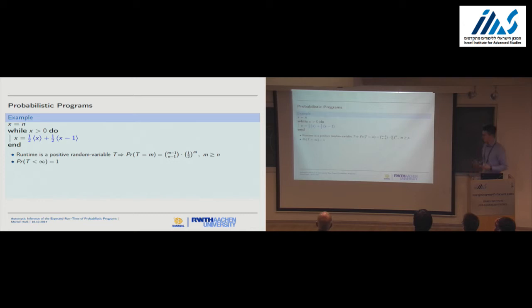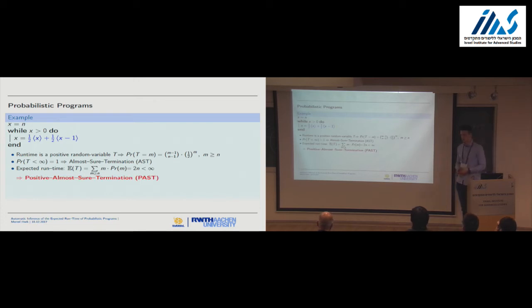And now we can compute that the probability that the runtime is finite in this case is 1. And this means we have the so-called almost sure termination, which is exactly that the probability of all terminating runs is 1. And even more, the expected runtime, which is the expected value of this random variable, and this is the definition of it, is 2n, which is smaller than infinity, and therefore we have positive almost sure termination, meaning we have almost sure termination, but the expected runtime is finite.